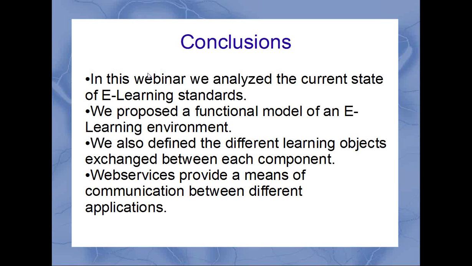In conclusion, what we have seen in this webinar is that we analyzed the need for a common e-learning system. We proposed a model which divides the e-learning system into 3 logical broad categories: the learning material part, the underlying system platform part, and the middle communication part. We also defined the different learning objects that are allowed to be exchanged between each component. Not every teaching material is accepted. Similarly, not every platform can be accepted. And web services is the glue that provides the collaborative capability for the platform using these standardized learning objects. That is what we conclude our webinar discussion with.